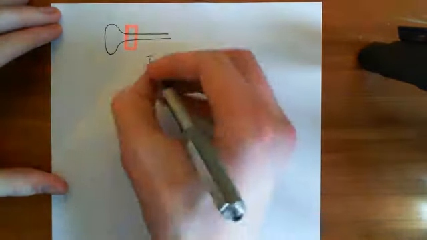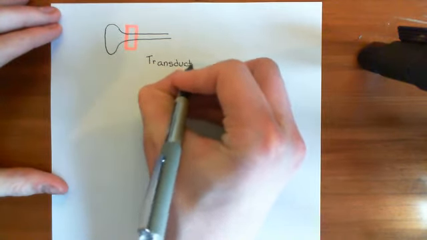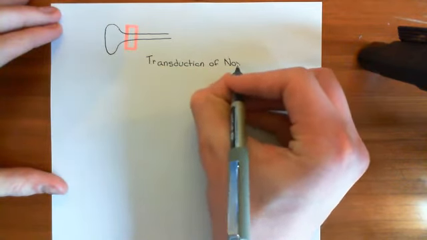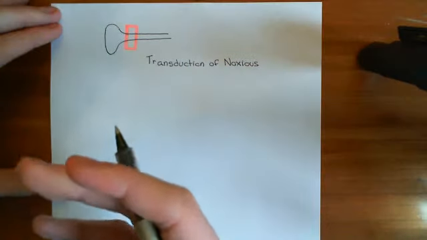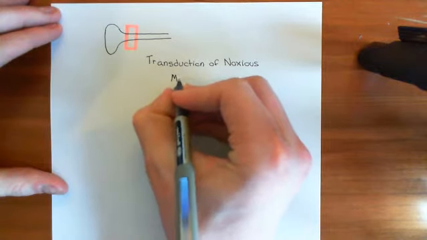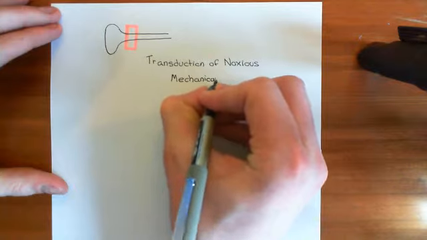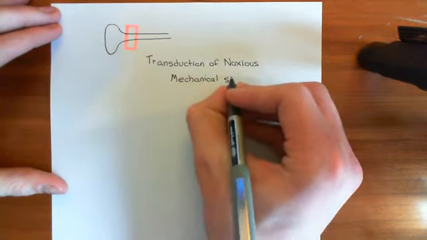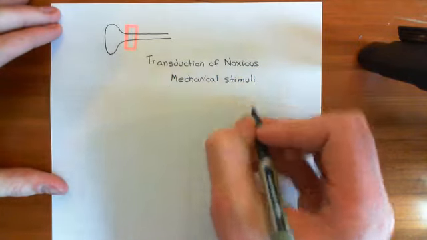mechanical noxious stimuli. So let's turn our attention to the transduction of noxious mechanical stimuli. Now, of all of the transduction mechanisms that we are going to look at, the transduction of noxious mechanical stimuli is the least well understood. All over the place, with regards to transduction of mechanical stimuli, whether it's noxious or not, it's not very well understood at all.